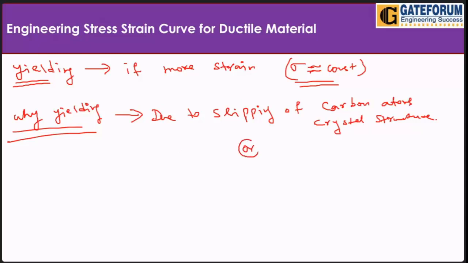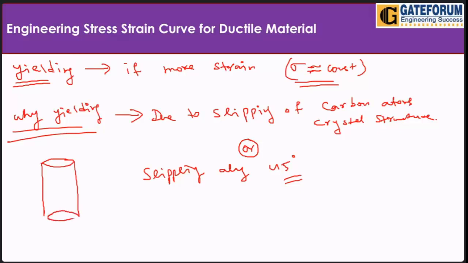There is one more reason for yielding: slipping along 45 degrees in the rod. Suppose here we have a rod and a tensile force P is applied on this rod. Let's say this is the plane at 45 degrees.